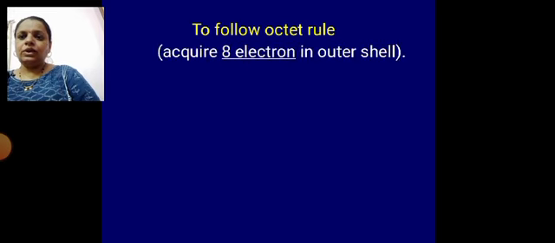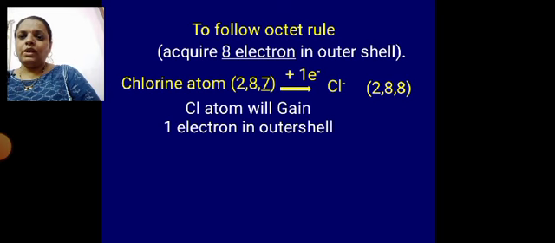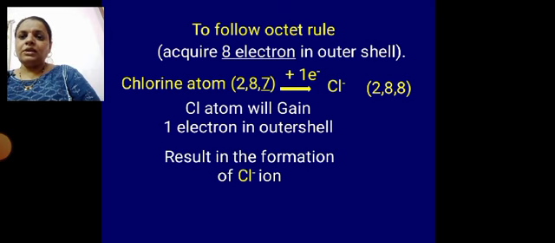Again for the chlorine atom, it will also follow the octet rule. The electronic configuration is 2, 8, 7. It clearly has 7 electrons in the outermost shell, and what is easy for it? It will gain 1 electron, resulting in the formation of the chloride ion, which is a negatively charged ion, right? And the configuration will be 2, 8, 8. So the chlorine atom gains 1 electron, resulting in the formation of the chloride ion.